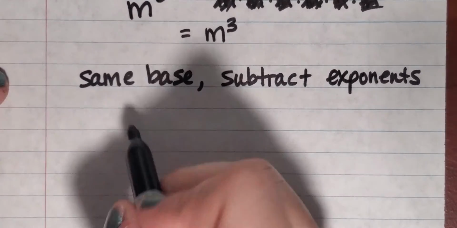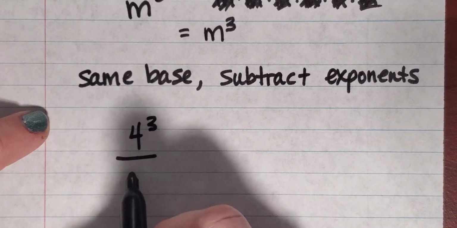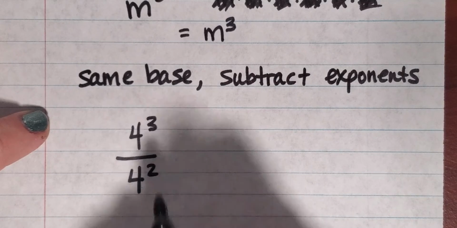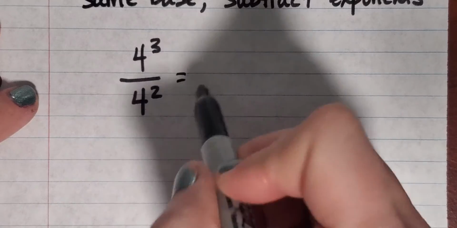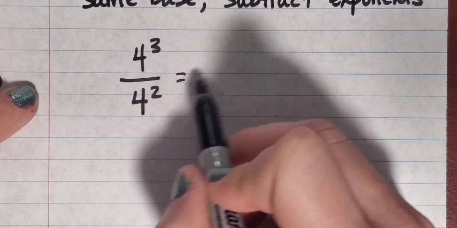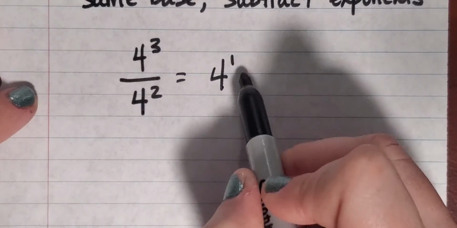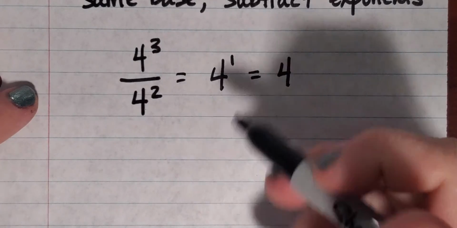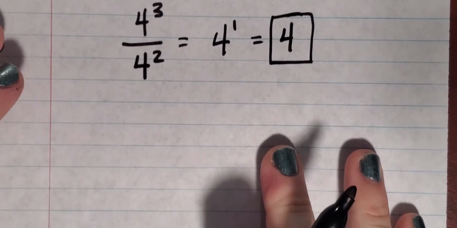So this is also going to work if I have my base as an actual number. So I could have 4 to the 3rd, 4 to the 2nd. If I subtract them, that would leave 4 to the 1st power. Or just 4, since I don't have to have that 1 as my exponent. So that would be my final answer.